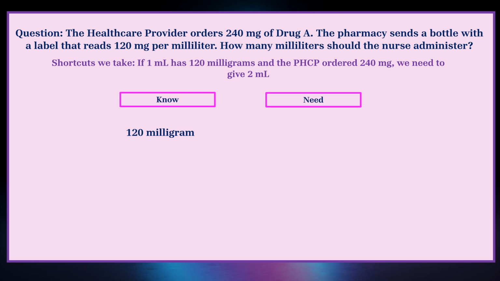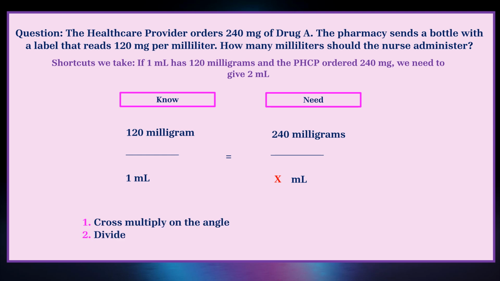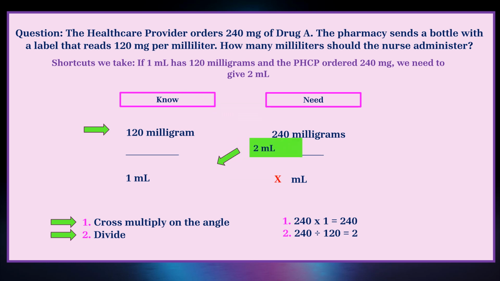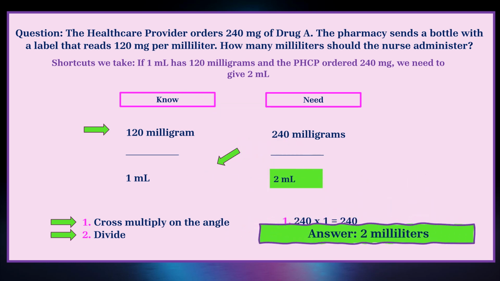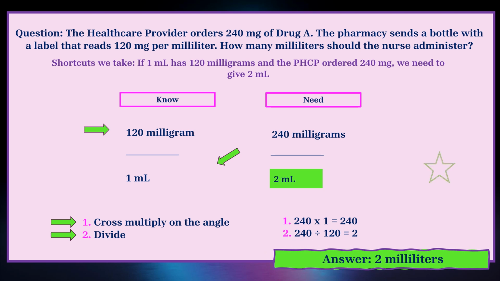What we know is written on the label. There are 120 milligrams for every 1 milliliter. And we need to give 240 milligrams, but we're not sure how many milliliters that is. If our formula is set up correctly, it should be proportionate. Cross multiply on the angle and divide. So cross multiply 240 times 1 equals 240 and divide by what's left over. 240 divided by 120 equals 2. So that's going to be our answer at 2 milliliters.